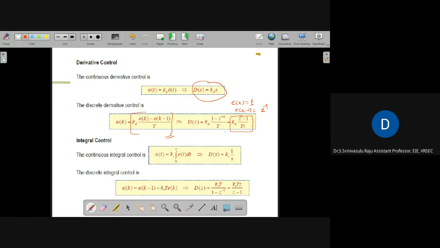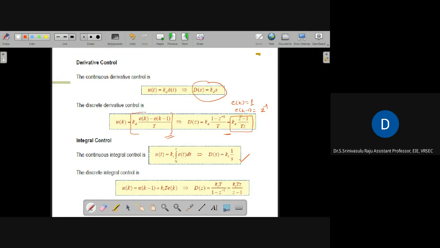Okay, this is the only thing that will be new to you. And similar to the integral controller, Ki is in the continuous domain. All of us know Ki integral of t naught to t of e(t) dt. So when it comes to discrete time, we are replacing it with the help of summation, right? So E of k minus 1 plus Ki into T E of k.